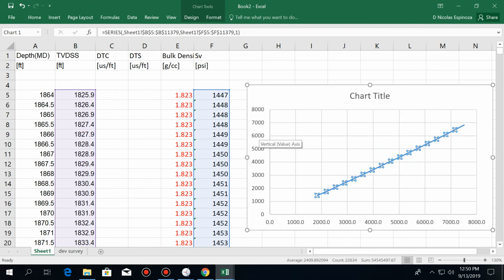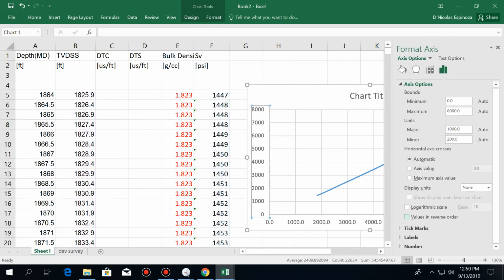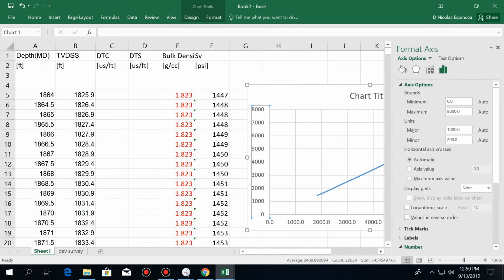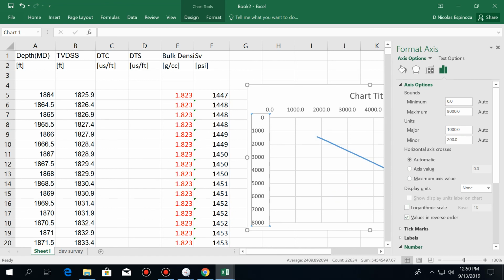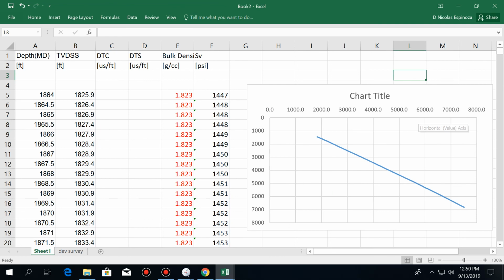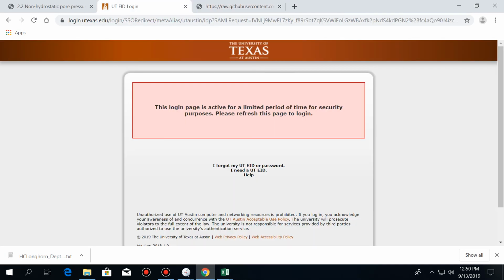So now we have here true vertical depth on the y-axis and SV on the x-axis. You will have to reverse that, where is that? Reverse order. Okay, and that's the solution. So one more thing, guys. This well is quite vertical.